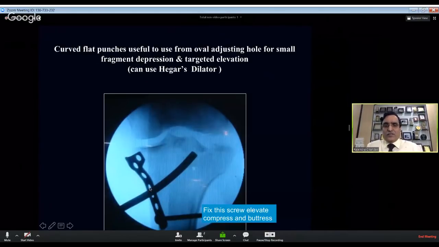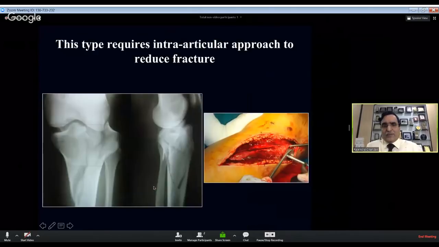Here the elevation is done through the oval window of the plate, plate is applied on low profile plate and we just need to elevate this fragment. And this can be very nicely done with a flat punch going through the oval window of the plate.